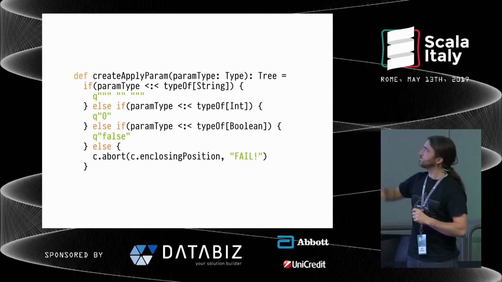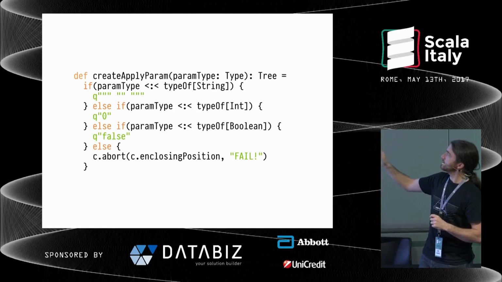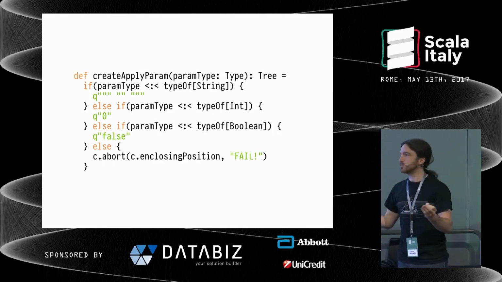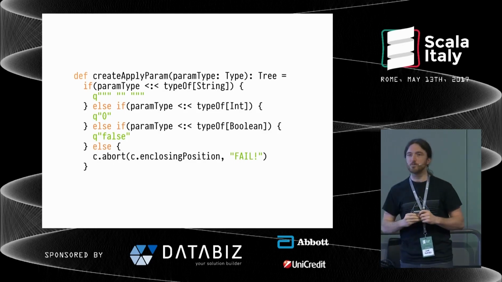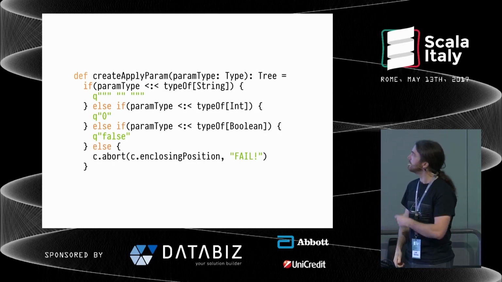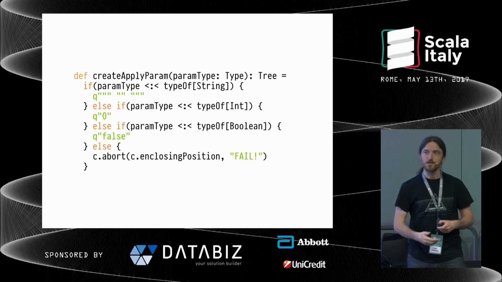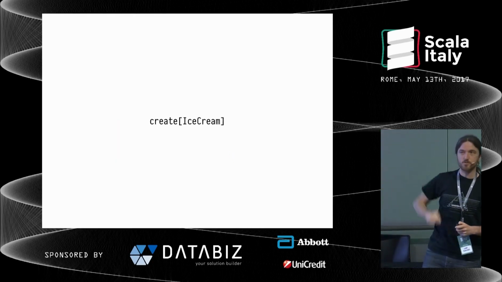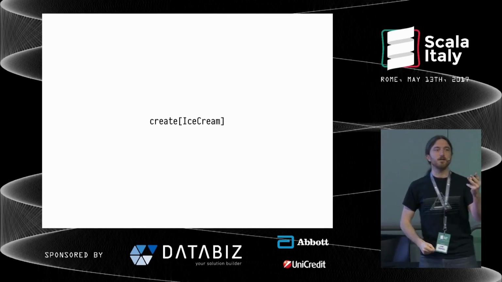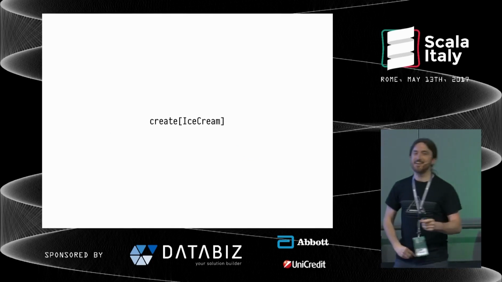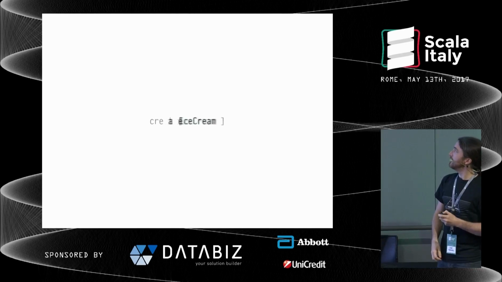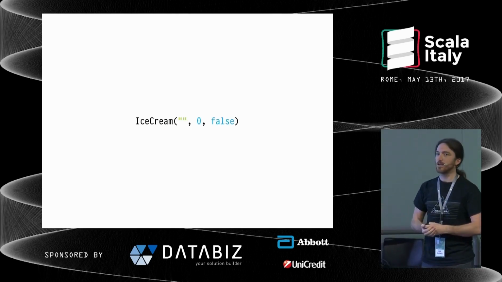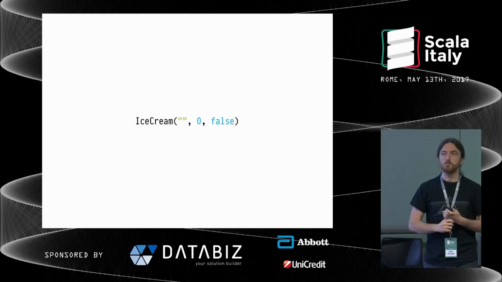So if it's a string, we fill in an empty string. If it's an int, we fill in a 0, and if it's a boolean, we fill in a false. And if we don't know what type it is, we just ask the compiler to fail with a helpful error message. Okay, so this is really basic, right? But it does give us what we need. Ice cream there has a string, an int, and a boolean, and the compiler can rewrite that into our constructor call.